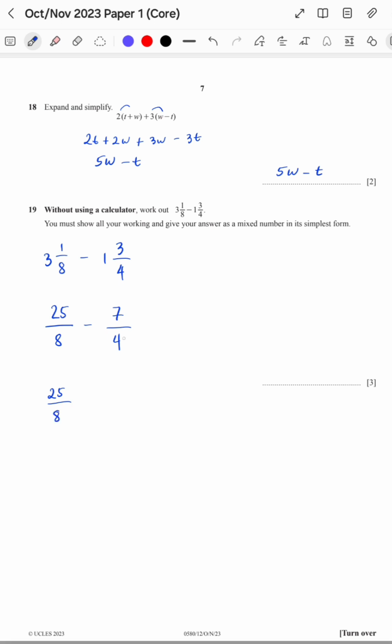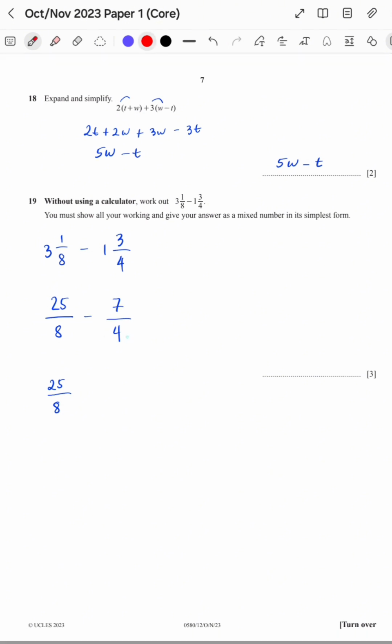And how do we make 4 become equal to 8? We multiply it by 2. And we have to also multiply our numerator. So 7 times 2 is 14, and 4 times 2 is 8. Now they have a similar denominator. 25 minus 14 all over 8 is equal to 11 over 8.